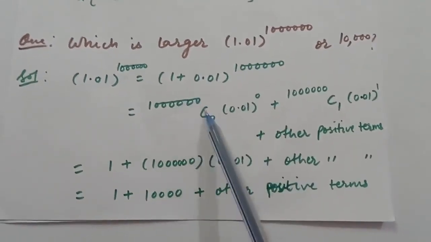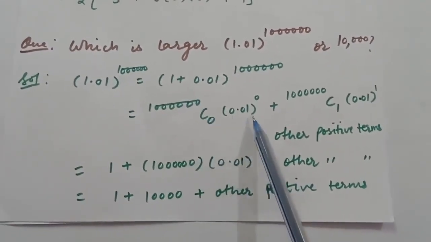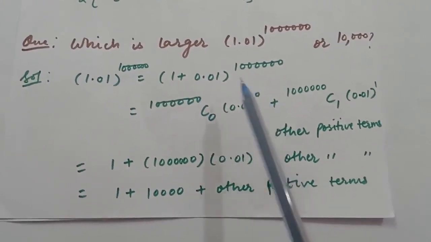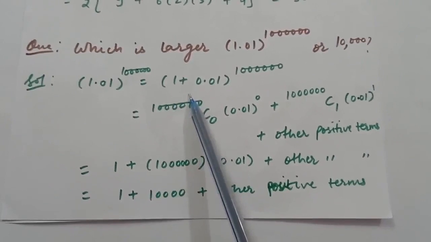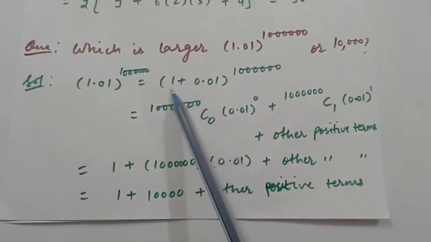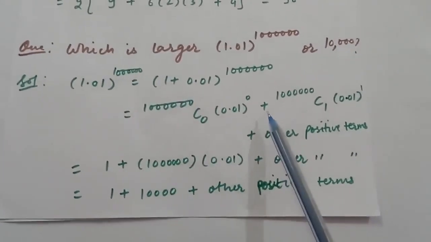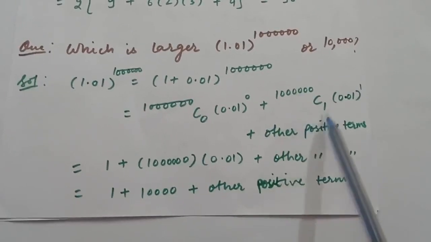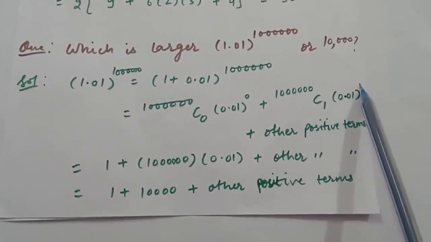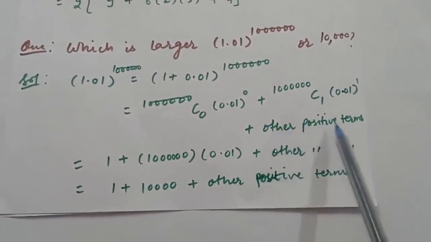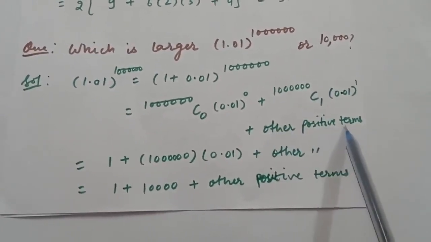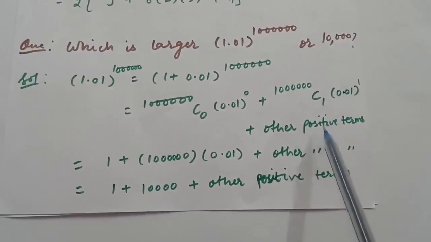So 10 lakh C0, 0.01 raised to the power 0. We are not writing 1 raised to the power 10 lakh because 1 raised to the power anything is 1 only, so we are omitting this 1. Then next is 10 lakh C1, 0.01 raised to the power 1, plus other positive terms. We are not writing the next terms, but we know those terms will be positive only, right?